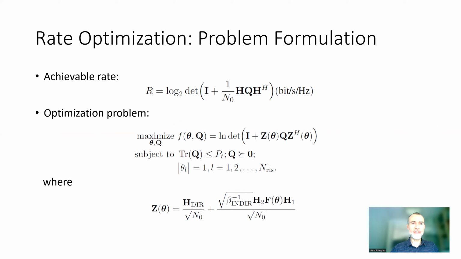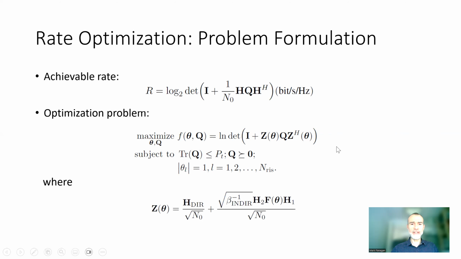Okay, so let's get down to the details of the rate optimization problem. The achievable rate of the MIMO system can be expressed in this way. We want to optimize this rate over some parameters. First of all, the phase shift vector, in other words, the vector of phase shifts of the RIS, and also the covariance matrix of the transmit signal. We have a transmit power constraint, and also a unit modulus constraint on the RIS elements.